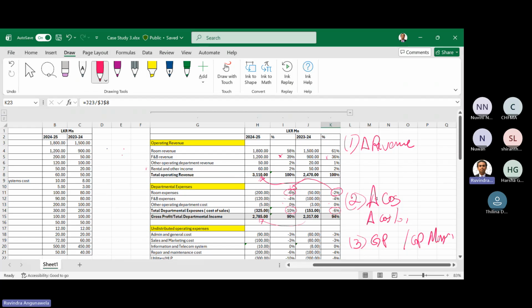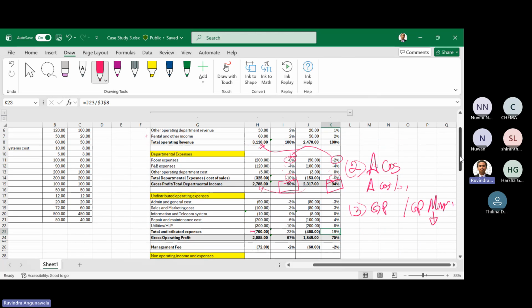However, again, as a hotel general manager or the owner of the hotel, you will still be concerned about the margins here. 94% of the revenue was the GP for 23-24, but in 24-25, the GP margin has dipped to 90%, right? The GP margin has dipped, which means that although the profitability in absolute terms has increased, the efficiency of the business has actually deteriorated.